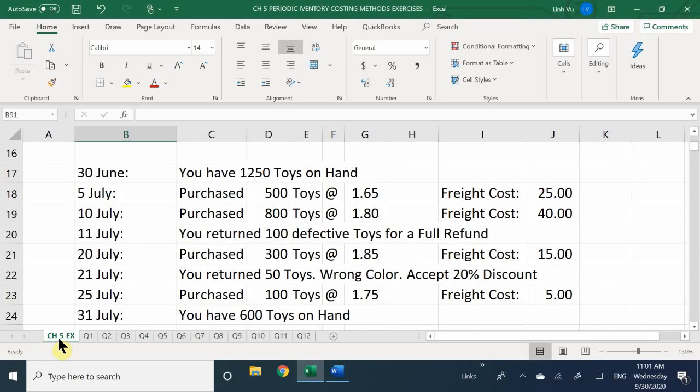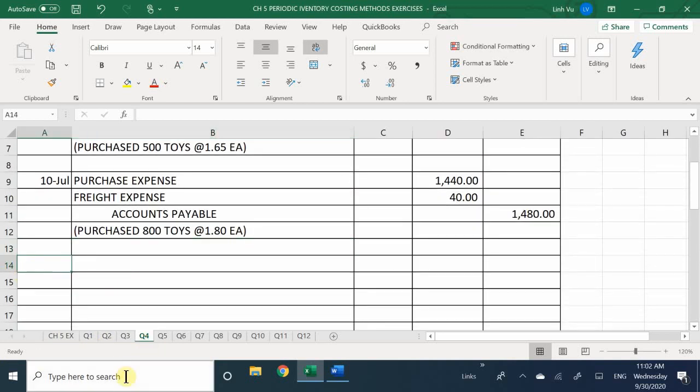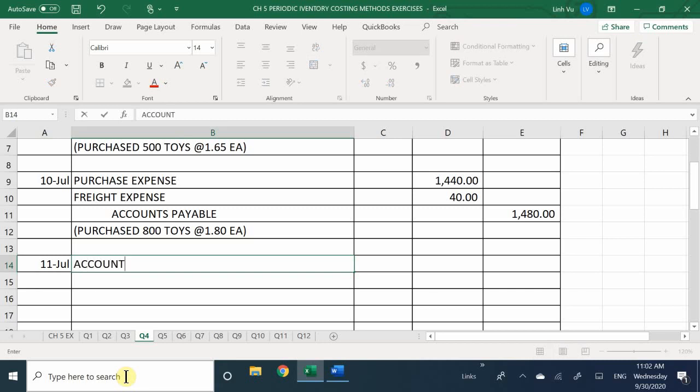Next thing that happened was on the 11th of July, you returned 100 defective toys at a full refund. So we tested the toys and found out that 100 of those toys are defective. For my journal, on the 11th of July, we're making a full return for 100 items. If I'm making a refund, I should be getting my money back. In this case, I'm lowering the amount that I owe, and we're going to be using a contra account, which is our purchase returns and allowance.